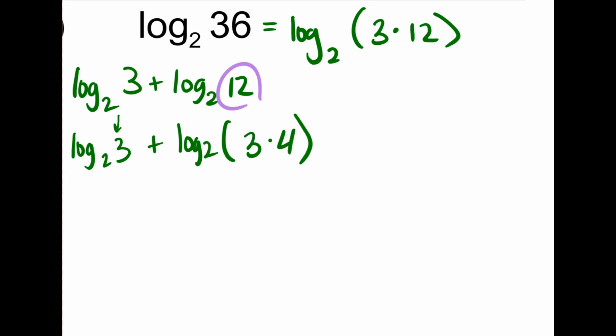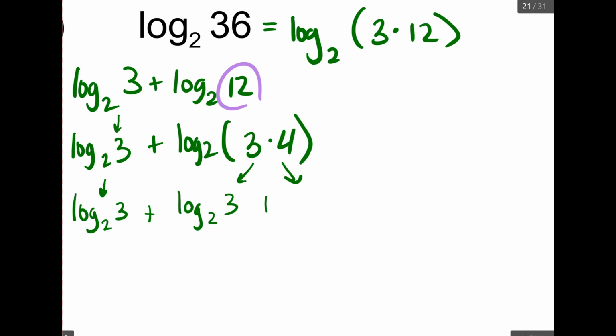Alright, so if I'm multiplying, you take log of the first plus log of the second. Okay, so I'm going to rewrite, so that way I don't lose my first term, but then I have log base 2 of 3 plus log base 2 of 4. Am I good? Can I solve this? Is log base 2 of 4 something we could solve?